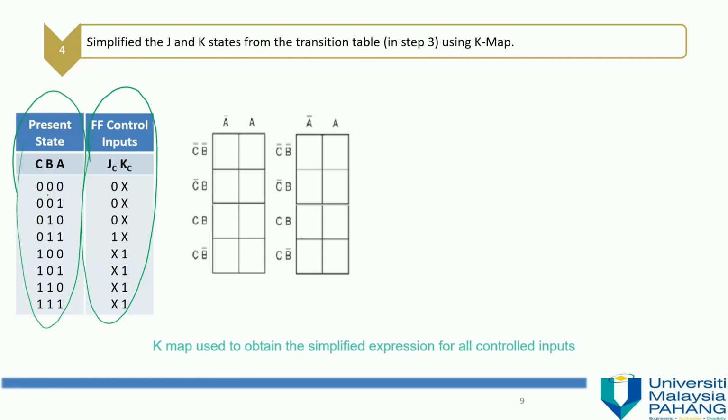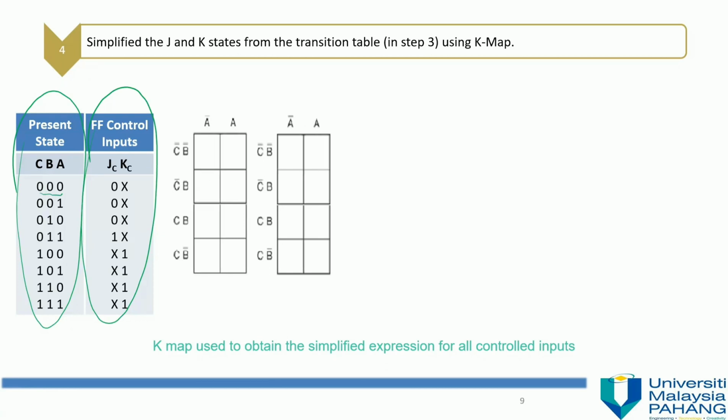When the present state is 0, 0, 0, JC is 0. 0, 0 is here, so JC equals 0. This is the K-map for JC. When the input is 0, 0, 1, JC equals 0. When the present state is 0, 1, 0, JC equals 0. 0, 1, 1, 0. 1, 0, 0, don't care. 1, 0, 1, don't care. 1, 1, 0, don't care. 1, 1, 1, don't care.